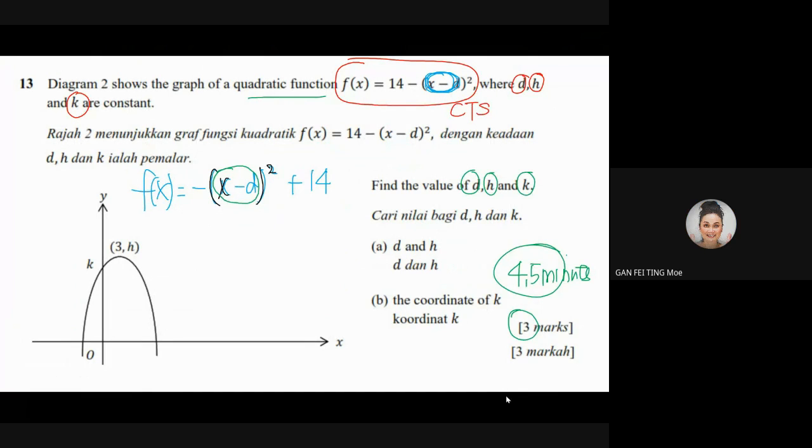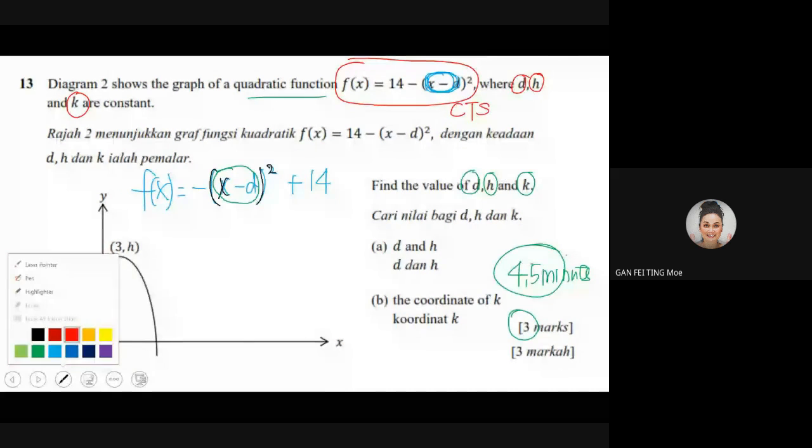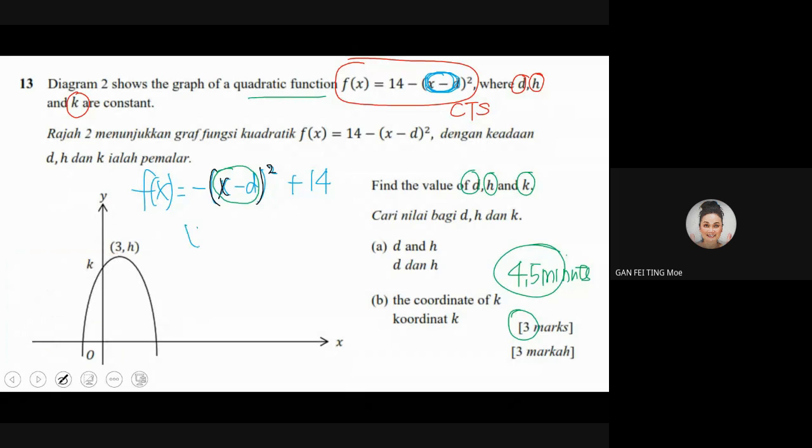From the CTS given, I transform it into the normal way that we write. The expression in the bracket, x minus d, if I equate it to 0, meaning that I'm looking for the axis of symmetry. What is the axis of symmetry? It is the line that divides a shape into two equal parts. So x equals d.